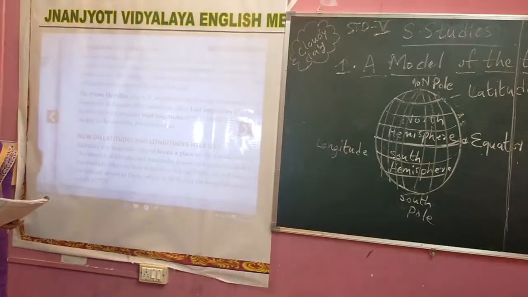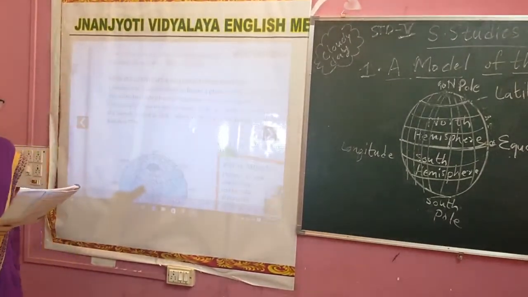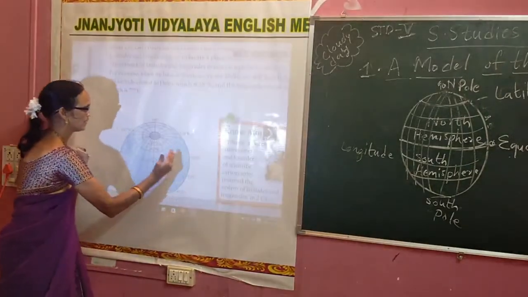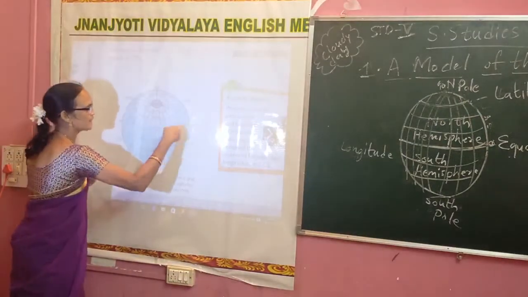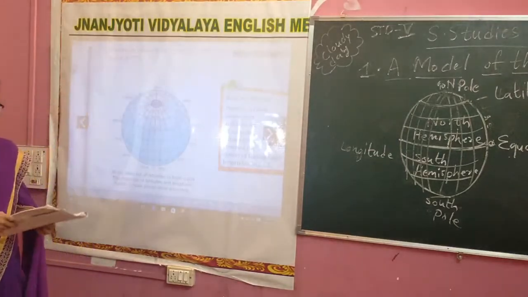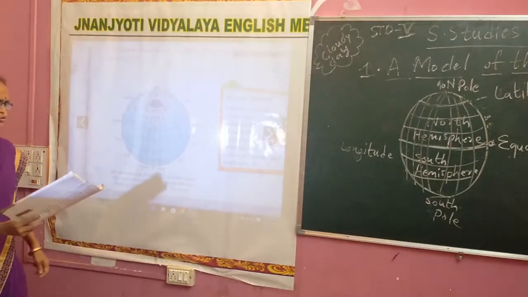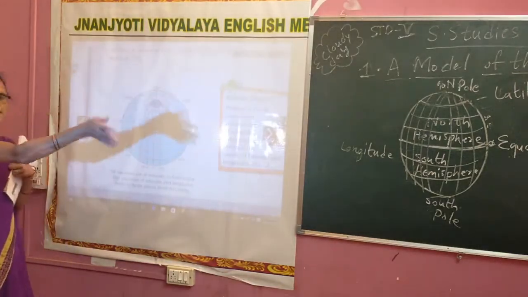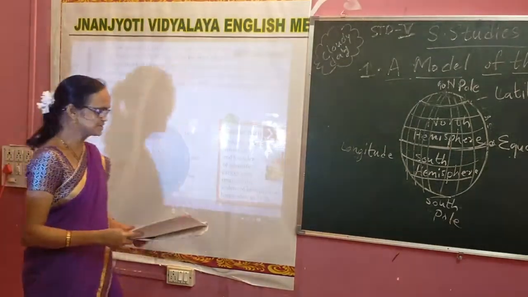The longitudes to the east of Greenwich are called the eastern longitudes, and the ones to the west are called the western longitudes. Now, how do latitudes and longitudes help us? We talked about latitudes on that page and longitudes here. So how do they help us? We will see here.